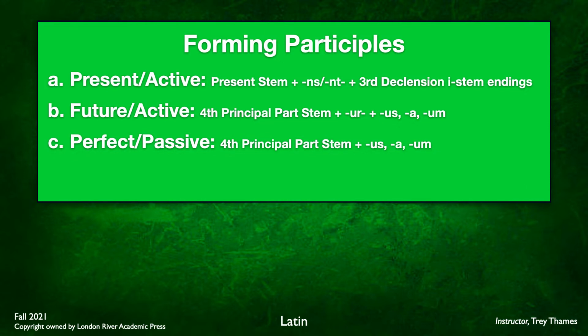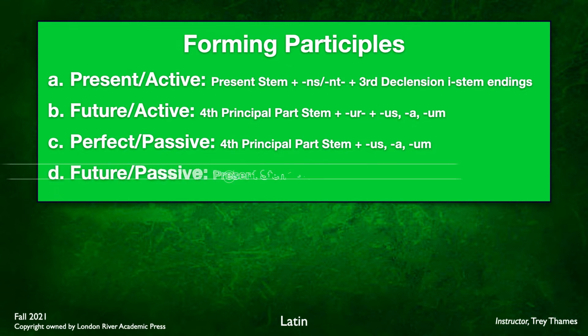Now notice the only difference between this one and the one above it, future active, is that the future active has the connecting vowel UR. In the perfect passive, it's just the stem plus us, a, um. So actually, the perfect passive participle is just simply the fourth principal part of a verb. Again, we'll look at this in more detail in a minute.